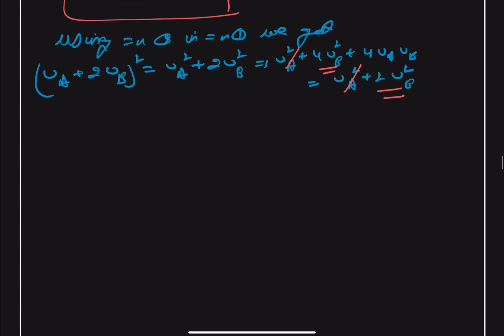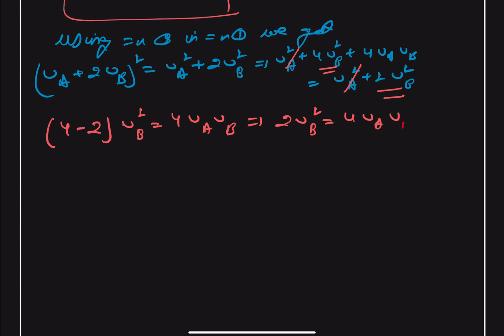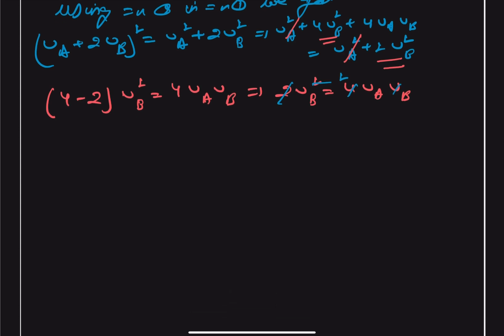4 minus 2 multiplied by VB square will be equal to, and here we get minus 4 VA VB. This gives us twice VB square is equal to minus 4 VA times VB. Twice goes with this and VB with this part because we are interested in one value. So therefore we can write, here it will be VB is equal to minus twice VA.